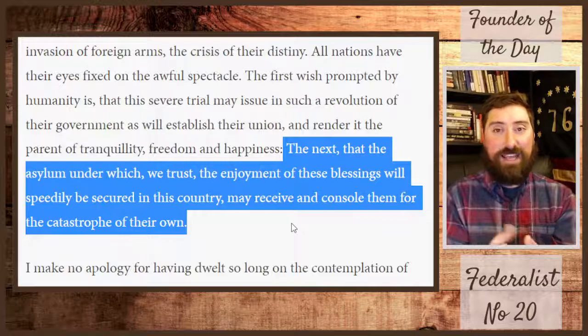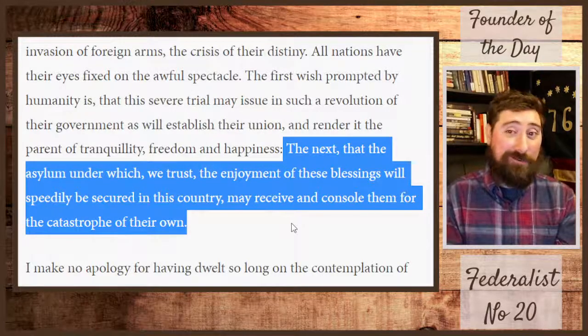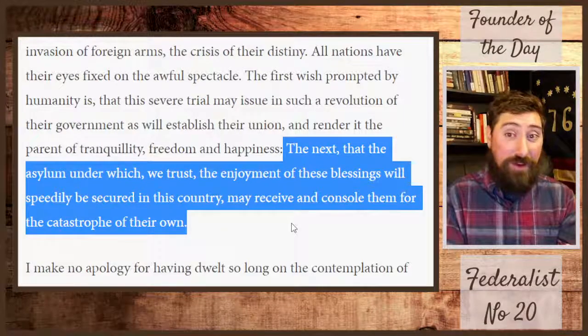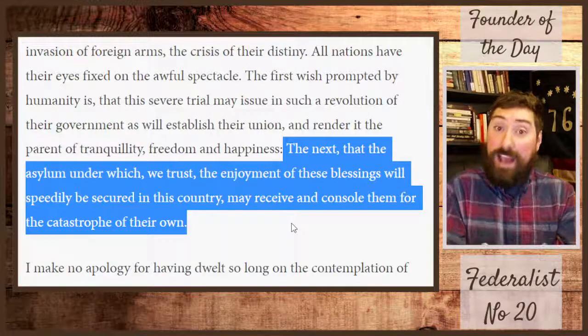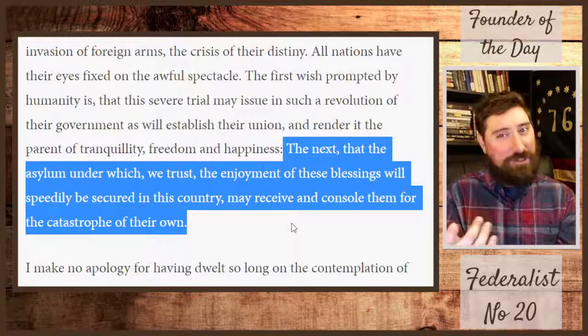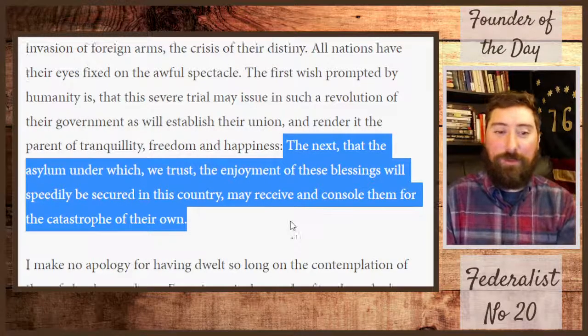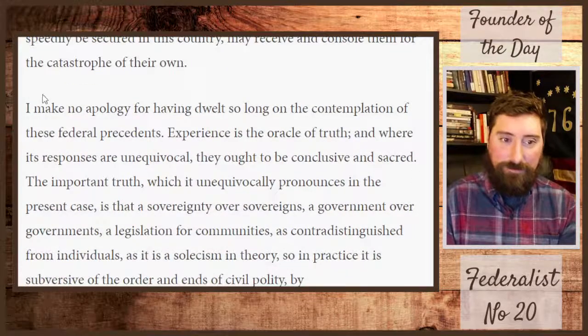So this is him saying, I hope it works out. The Netherlands was really cool to us. They gave us all this money to help fight the revolution. And now they're having these problems, and hopefully they have a revolution just like ours. It's an interesting wish. France would have one pretty shortly thereafter. And hopefully they get all the blessings of liberty that we have.